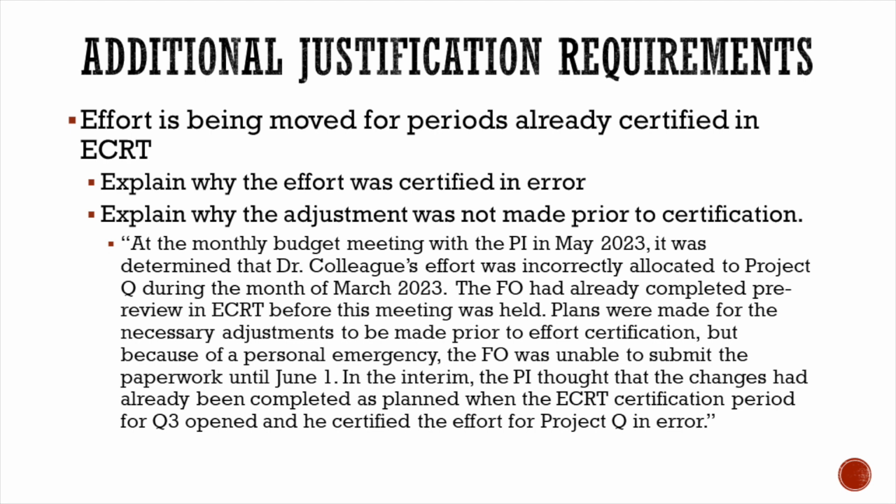In this example, we have clearly explained what happened, again without disclosing anything personal or inappropriate. We've demonstrated that our internal controls, regular budget meetings, actually did work, but extenuating circumstances got in the way of our plan to fix the problem, and something very human and understandable happened.